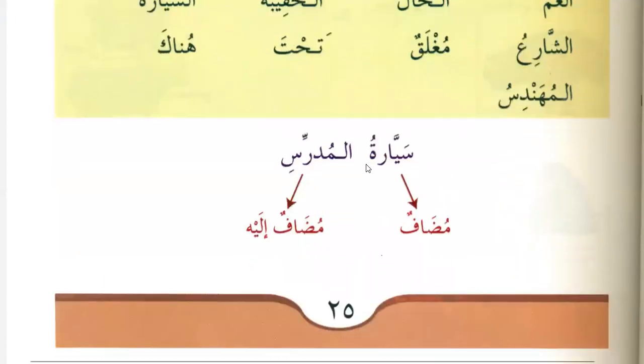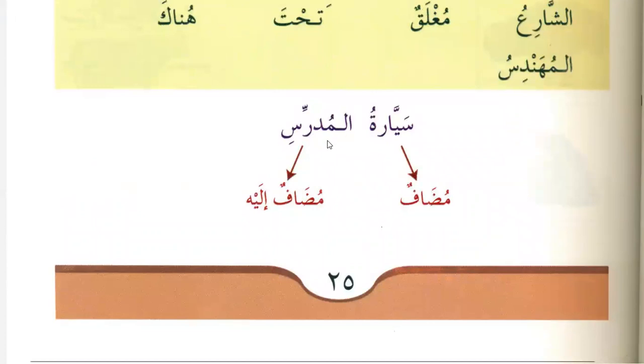Al-Muhandisu, the engineer. Sayyaratul mudarrisi. Sayyaratu is mudaf and mudarrisi is mudaf ilayhi. What is mudaf? Mudaf is the thing which is possessed by someone. Mudaf ilayhi is the possessor.